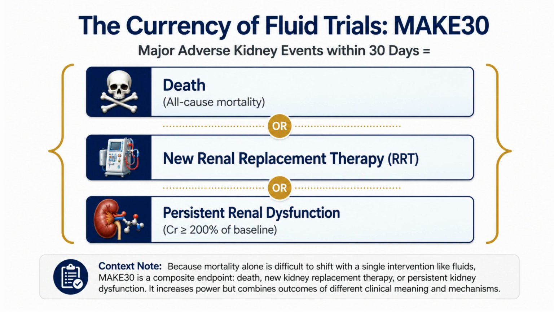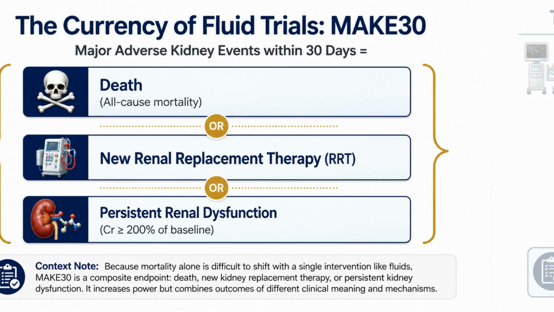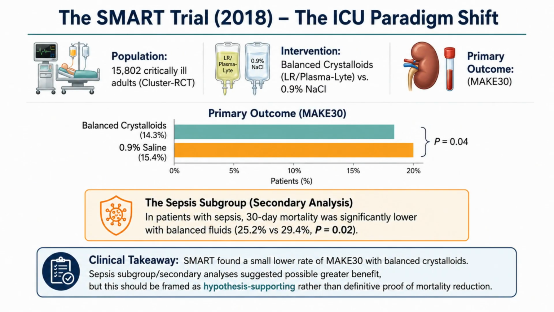So when a trial shows a difference in MAKE 30, ask which components drove the signal, whether mortality changed, and how large the absolute difference was. That prepares us to interpret the SMART trial. SMART enrolled critically ill adults and compared balanced crystalloids with saline in the intensive care unit. The primary outcome was MAKE 30.